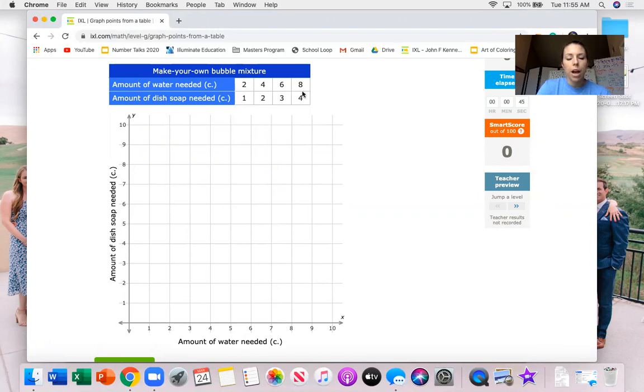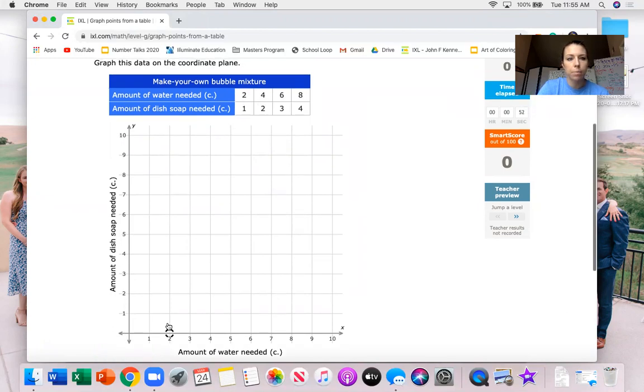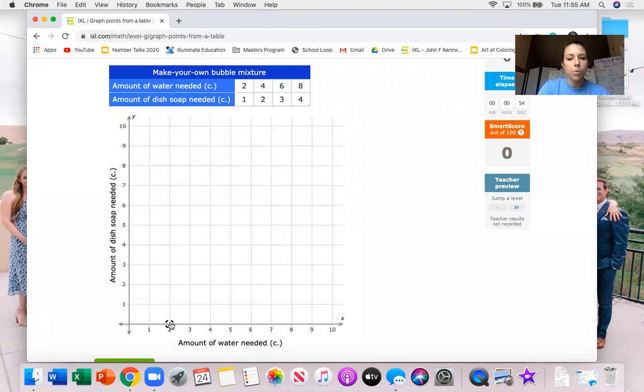So it looks like I'll be graphing 4 points in this table. So my first point is if I need 2, I think C stands for cups probably. If I need 2 cups of water, that means I need 1 cup of dish soap. So there's my first data point, (2, 1). Second data point, if I need 4 cups of water, that would require 2 cups of dish soap, that's (4, 2). 6 cups of water requires 3 cups of dish soap, and my last point, 8 cups of water requires 4 cups of dish soap.